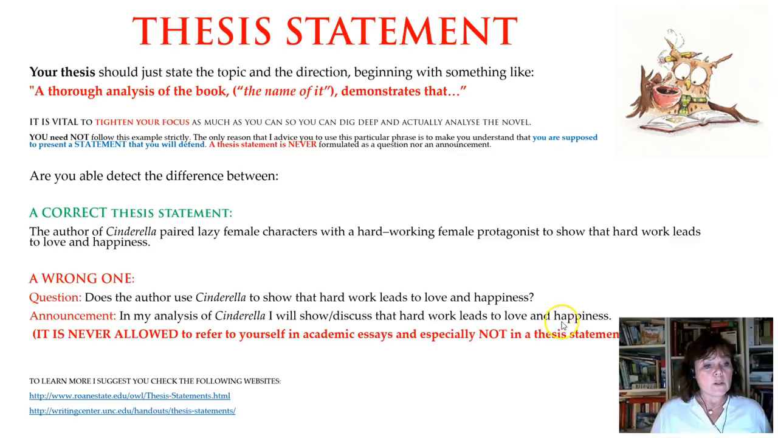Why is this so extremely important? Well, it will help to convince others, as we will see. If you want to know more, I suggest the two links that I have added here, rowanestate.edu, and the Writing Center, which is also from a university. They have handed out a lot of fantastic information where you can find more. So this is just a simplified version of it.